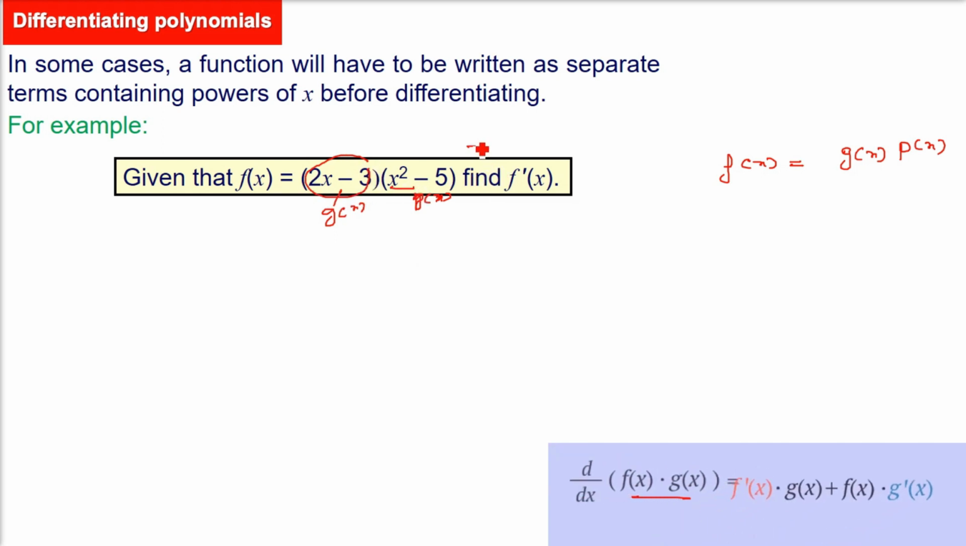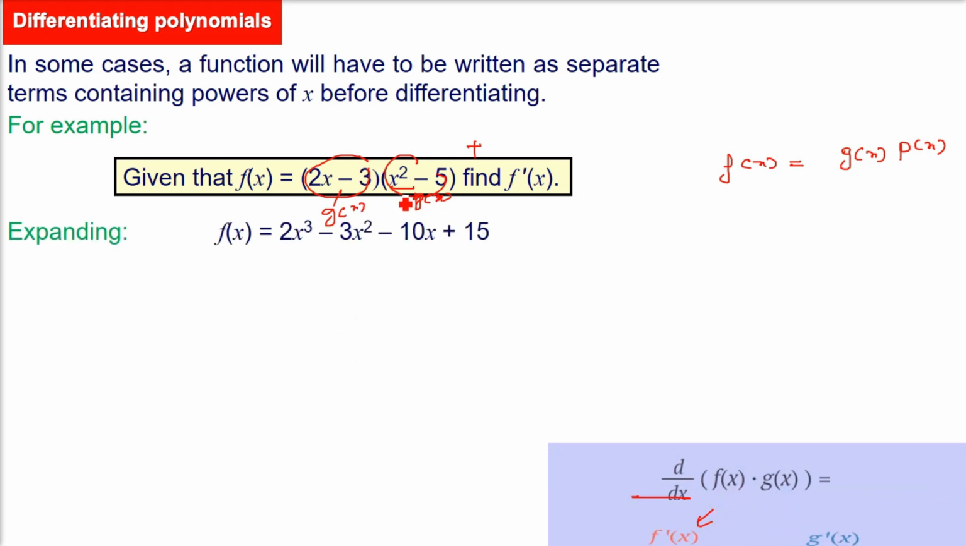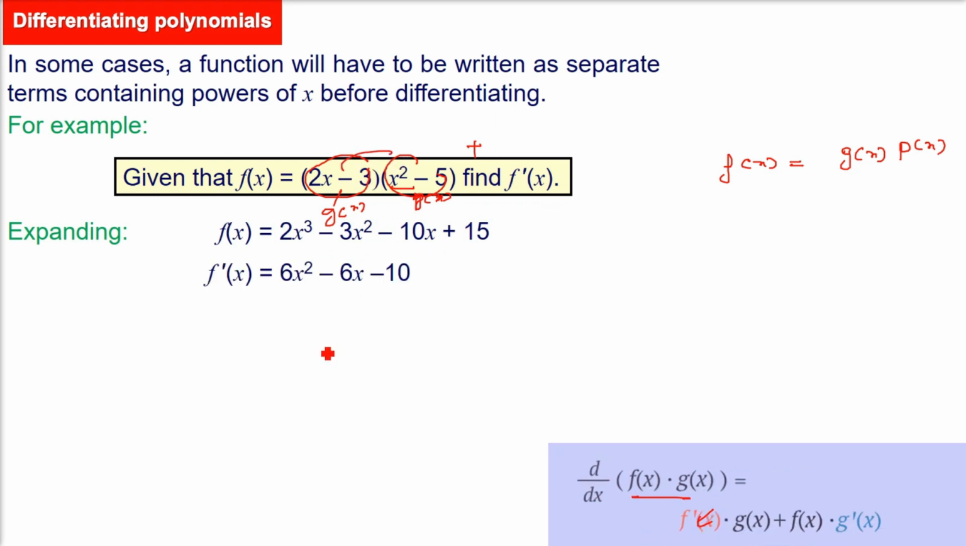So f dash x times g(x) plus f(x) times g dash x. In this case, first function differentiation, second function unchanged, plus second function differentiation, first function unchanged, and add them. But the better way here is to multiply these two terms. When you multiply these two terms, you get different terms, and these terms can be differentiated individually and combined in this way.